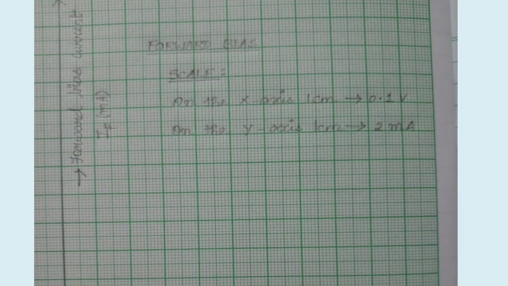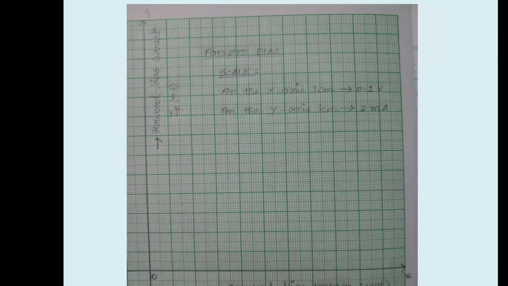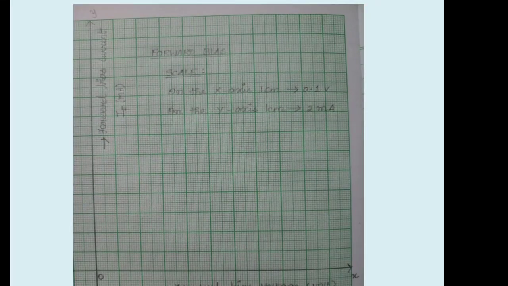Next we need to take an appropriate scale for forward biasing. On the x-axis we have taken 1 centimeter to be 0.1 volt. Since we have increased the forward bias voltage in steps of 0.1, we have chosen 1 centimeter as 0.1 volt, and the appropriate scale along the y-axis is 1 centimeter equal to 2 milliamperes.